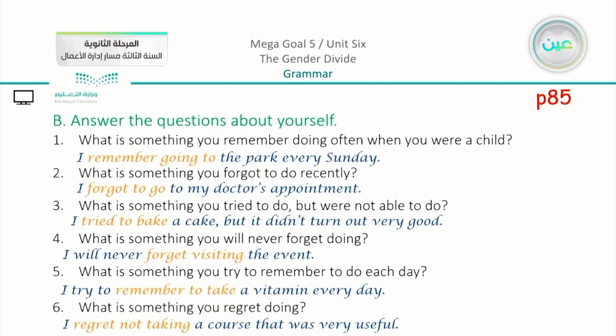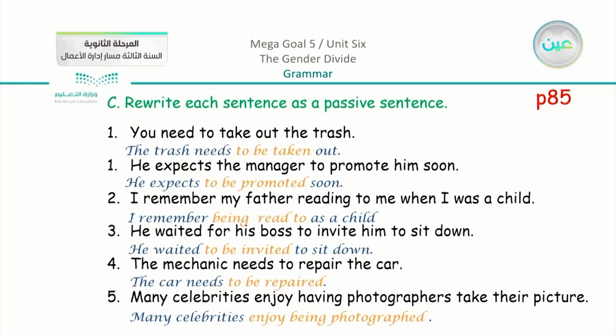You have on page number 58 to answer personal questions about yourself using either the gerund or the infinitive here. Now we can say, for example, number 2, what is something you forgot to do recently? I can answer, I forgot to go to my doctor's appointment. Or we can say, for example, number 6, what is something you regret doing? I regret not taking a course that was very useful. So these are personal answers that you can use either with the infinitive or the gerund.